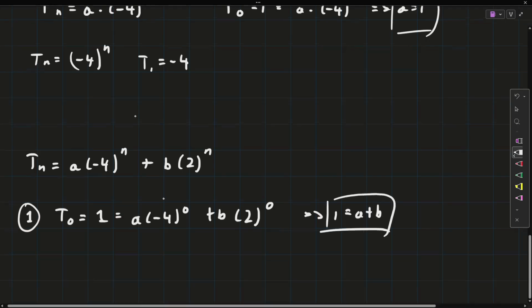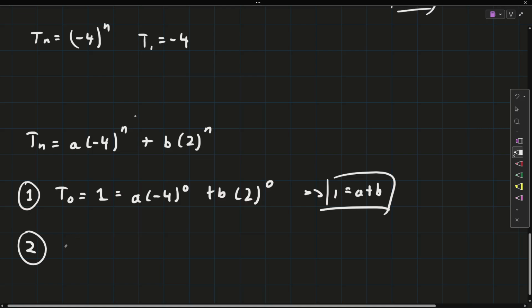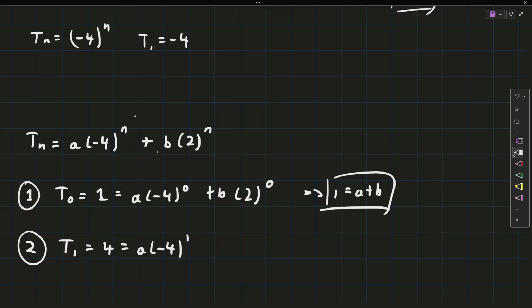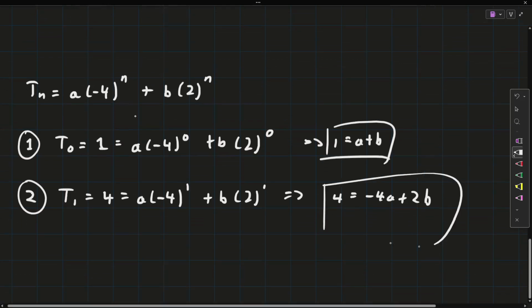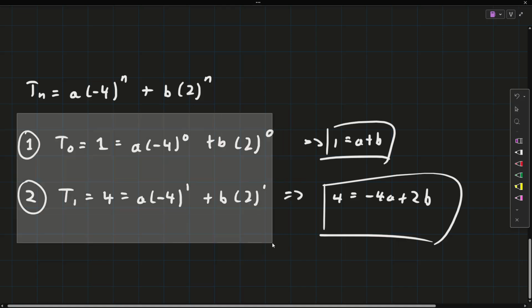Cool. We don't have a solution yet, but we know also that t1 is equal to 4. But t1 is also going to be equal to a times minus 4 to the power of 1, again subbing into this formula up here, plus b times 2 to the power of 1. This tells me that 4 will be equal to minus 4a plus 2b. So now we can solve these two simultaneous equations, and we can get values of a and b so that both of these facts are true.